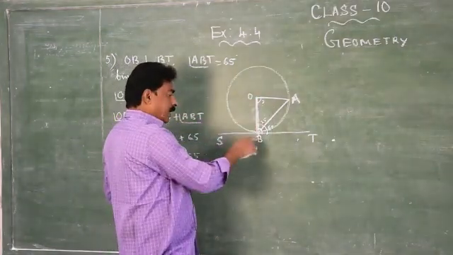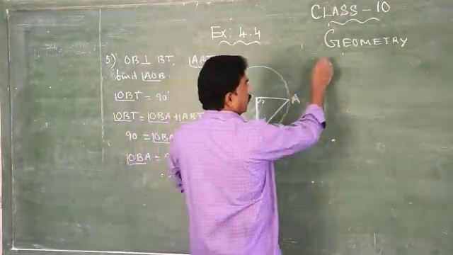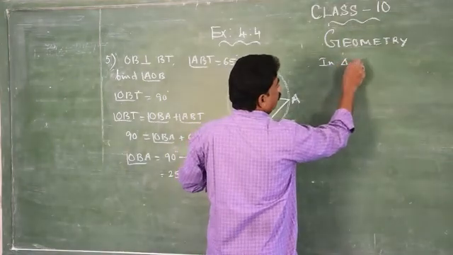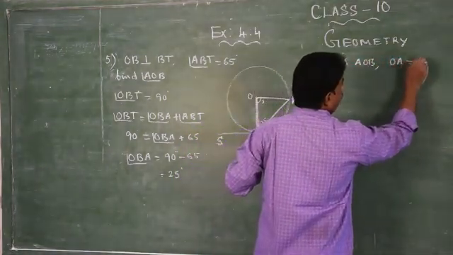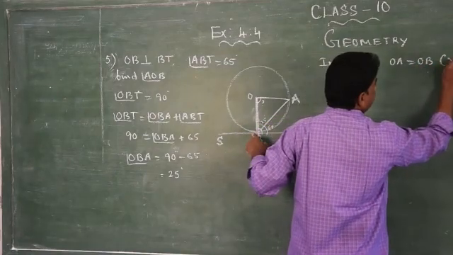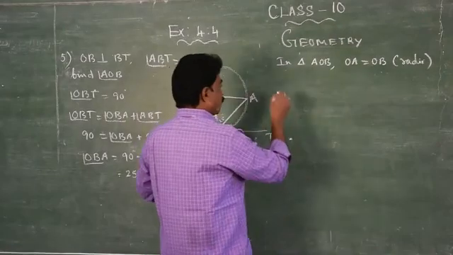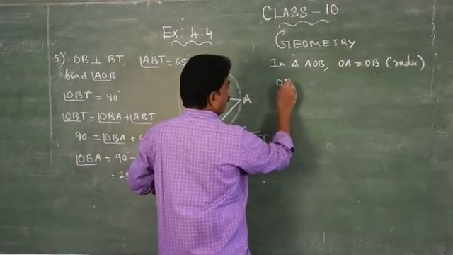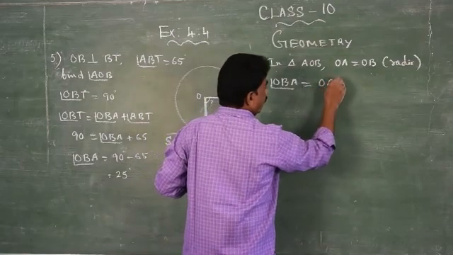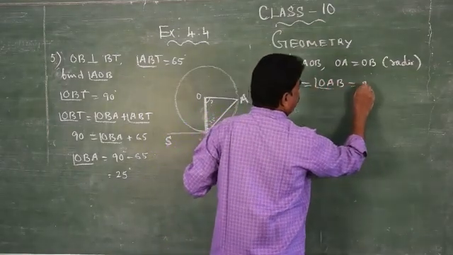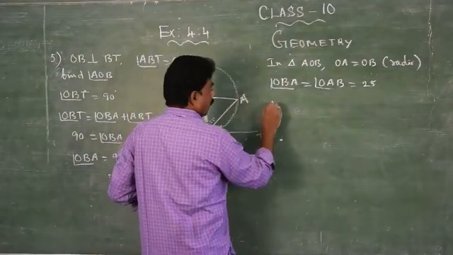Now what we have to find is AOB. So if we take triangle AOB, OA and OB are radii. In triangle AOB, OA is equal to OB because they are radii. When two sides are equal, the angles opposite them are equal. Therefore, OBA is equal to OAB is equal to 25. If it is 25, this also is 25.